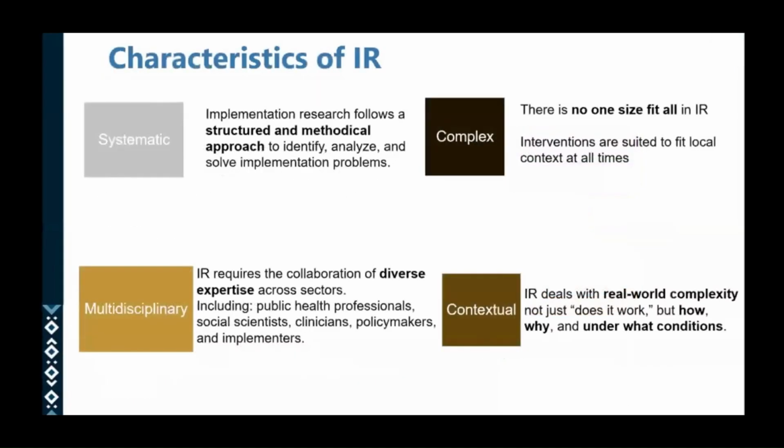So looking at the characteristics of implementation research, we have the first aspect of it being systematic, in the sense that it follows a structured and methodological approach. First of all, you have to identify the problem in the community, because you cannot be conducting implementation research without knowing what exactly is the problem you want to solve, or what is the knowledge gap you want to bridge. So you have to be able to identify the problem and make sure that it is ideally a problem of the community. You should analyze, and you also use implementation strategies to solve the problem.